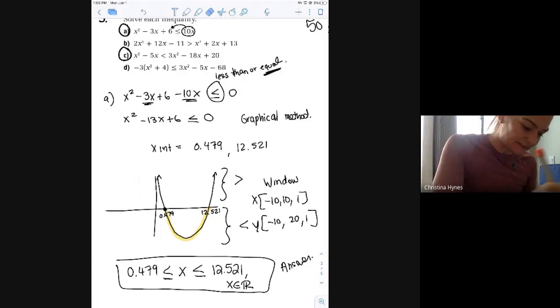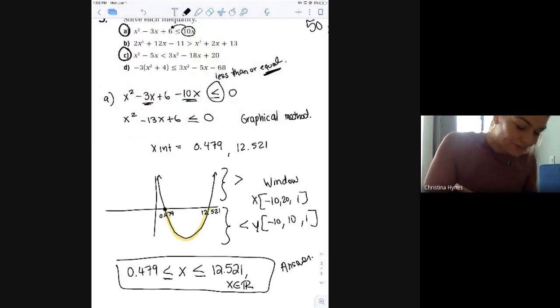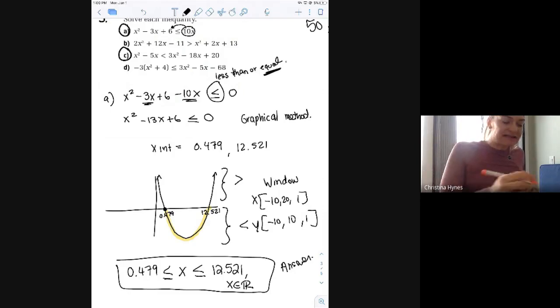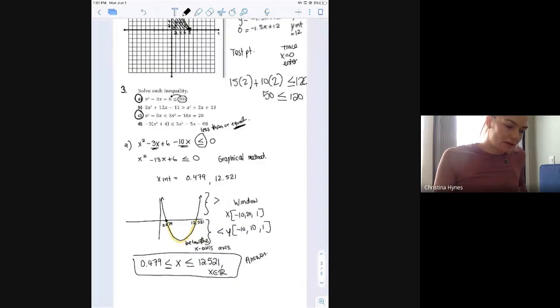Oh, actually, it should have been the opposite. This one's 20, this one's 20, and then this one stayed as 10. There you go. Once you have the window, you also want to say that because we're talking about the less than region, this is where the graph is below the x-axis. Just try to explain in words what you're seeing and why you're picking that region. That's how you get full marks if you choose the graphical method. You just have to say how you're getting your answer from looking at the graph.